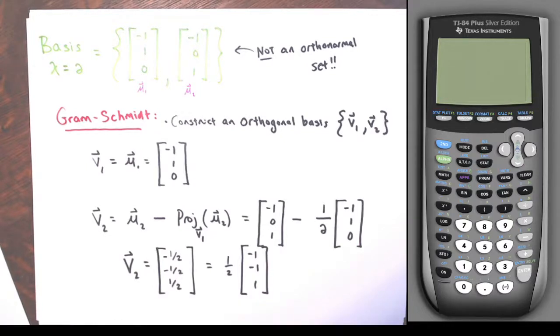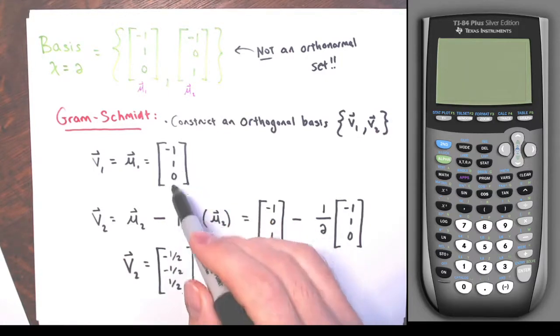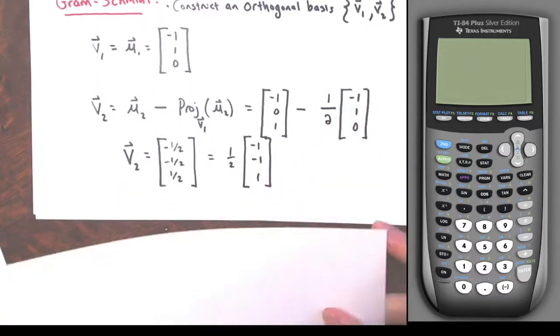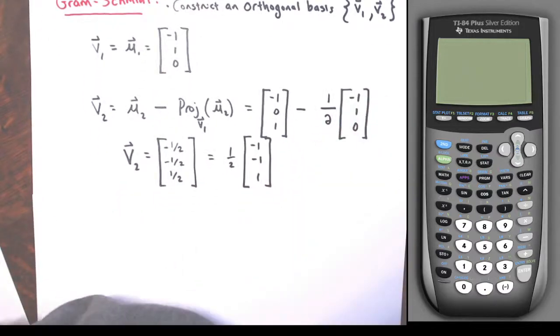And let's double check. Take the dot product of v1 and v2. It would be a positive half minus a half plus 0. That is 0. These are orthogonal vectors. But they don't form an orthonormal set yet. Alright, now I just construct an orthonormal basis by normalizing these two vectors. So then I just normalize.